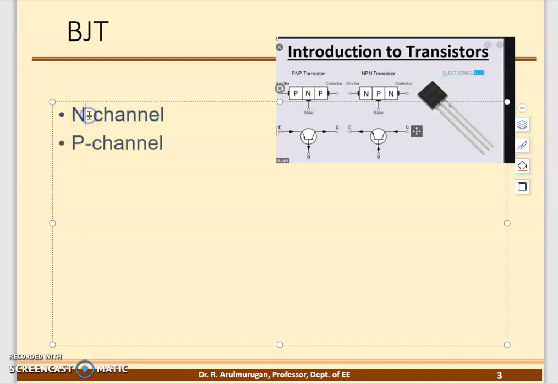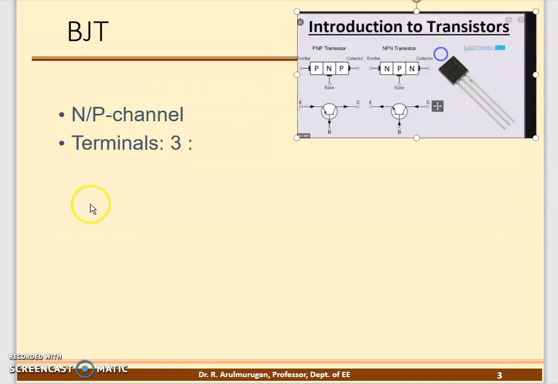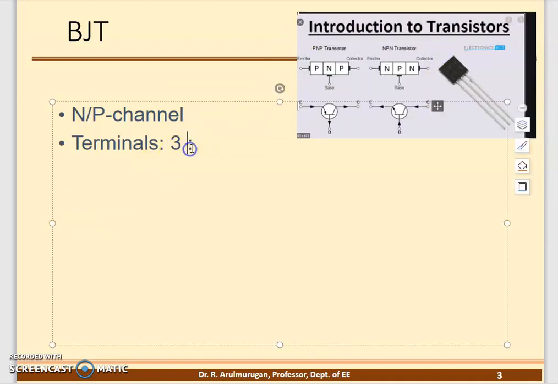I will tell you. I am going to make it on one line: N channel and P channel. And how many terminals are there? If you see, there are three terminals. What are the three terminals? The base terminal, the collector terminal, and the emitter terminal. So these are the three terminals.